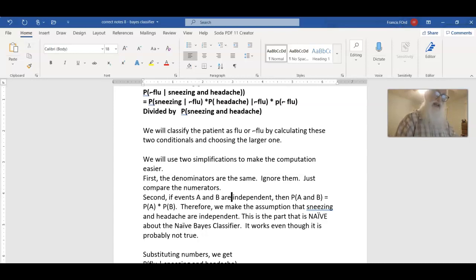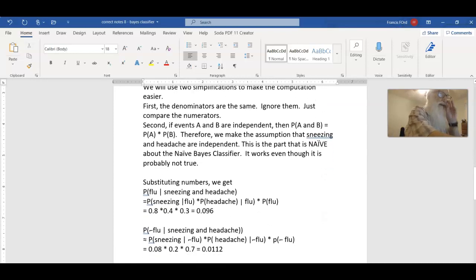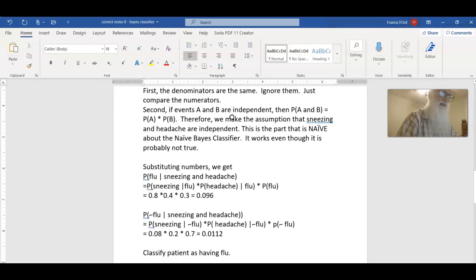If we say they're independent, then there's no overlap. The probability of A and B can be taken as the probability of A times the probability of B. Now that's a big saving. We don't have to compute more probabilities of all possible things. And we're talking about cases where there might be 50 or 60 different qualities we're looking at to try to make our decision on the classification. So what I did was I substituted numbers. I hope I got them right. You know how I am with arithmetic. And I got that the flu was higher.